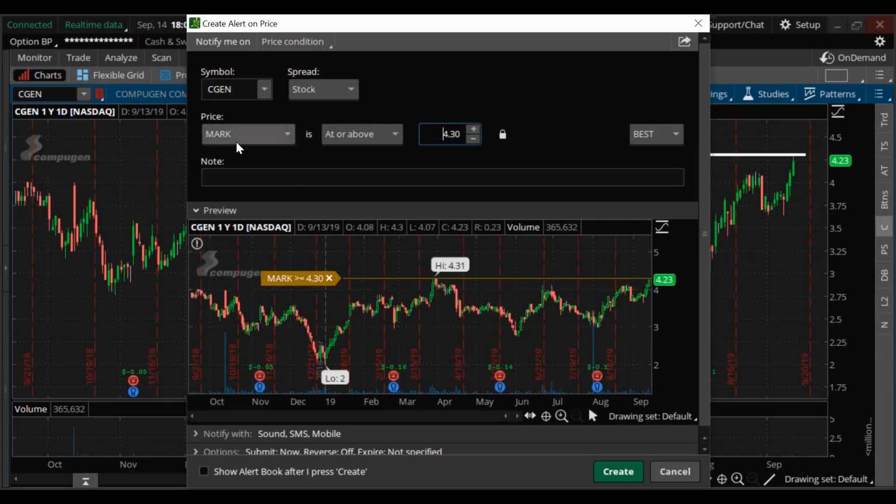So if I have it where the last is at or above 4.30, whenever 4.30 is touched, the platform is going to send me an alert. I have it linked to my phone, so it sends me a text message: hey, CGEN is breaking out of 4.30. What do you want to do? I can open up the platform, look at the stock, remember all the research that I've done, and look to choose a position if I can see a confirmation of a break above a certain breakout point of the stock here.